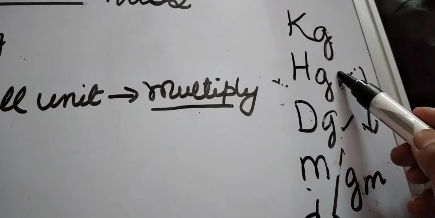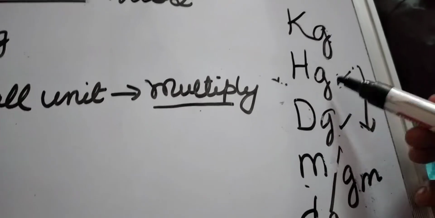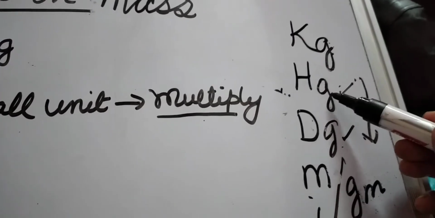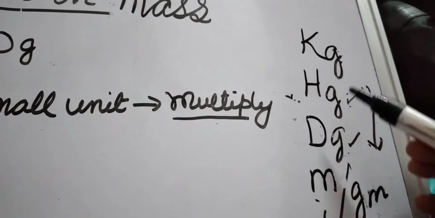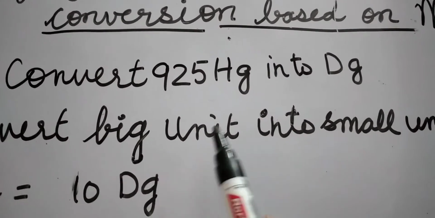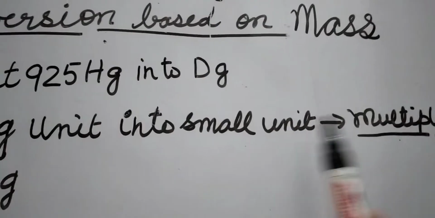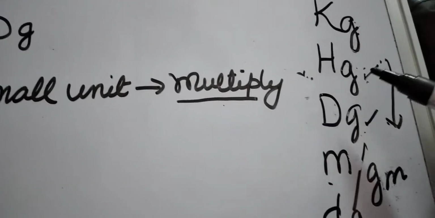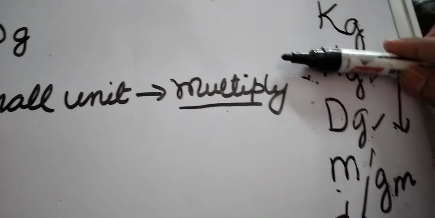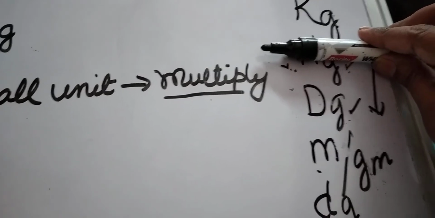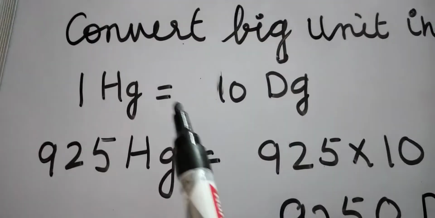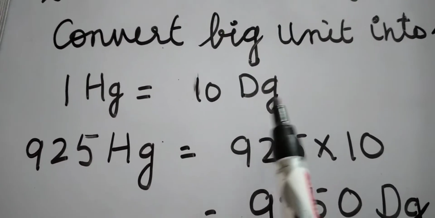So this is big unit and this is small. In the comparison of these two units, it is written upper side, that is why it is big. It is written lower side, that is why it is small unit. So convert big unit into small unit, multiply. So just see the step. If we hide this hectogram, only one step we have to move. One step means 10, okay? 1 hectogram is equal to 10 decagram.